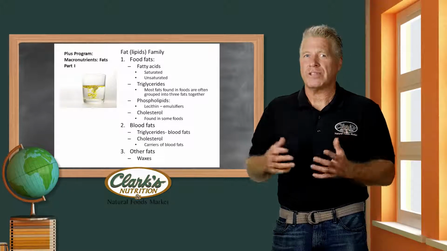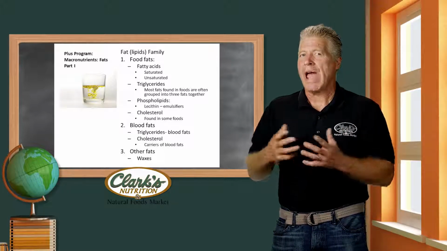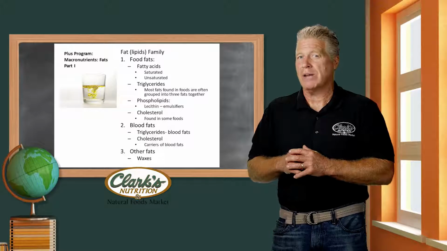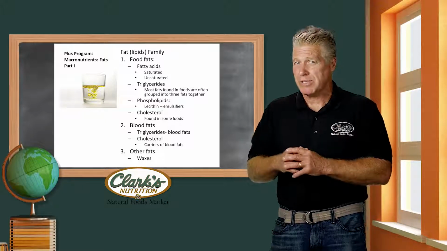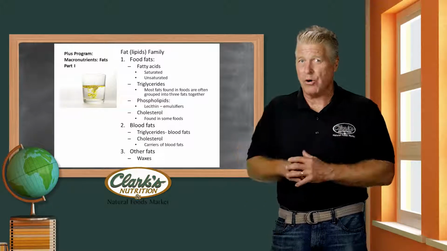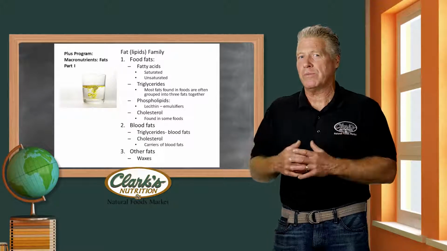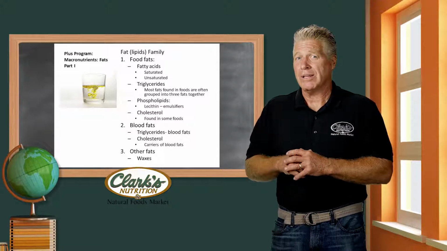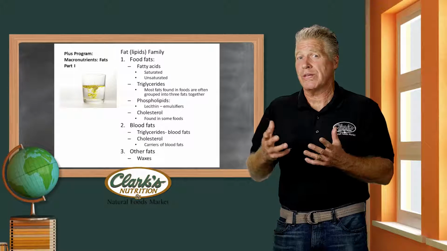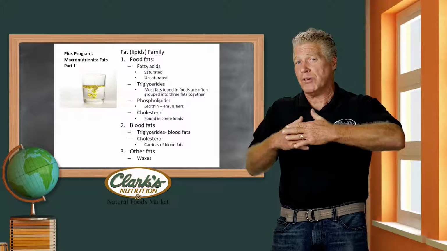The other thing that we see is phospholipids. Phospholipids are actually what we call lecithin type compounds. Lecithin is kind of a unique substance. We see it in every single cell in the whole body. We also see lecithin used in food situations. When lecithin is used in food, it becomes an emulsifying agent.